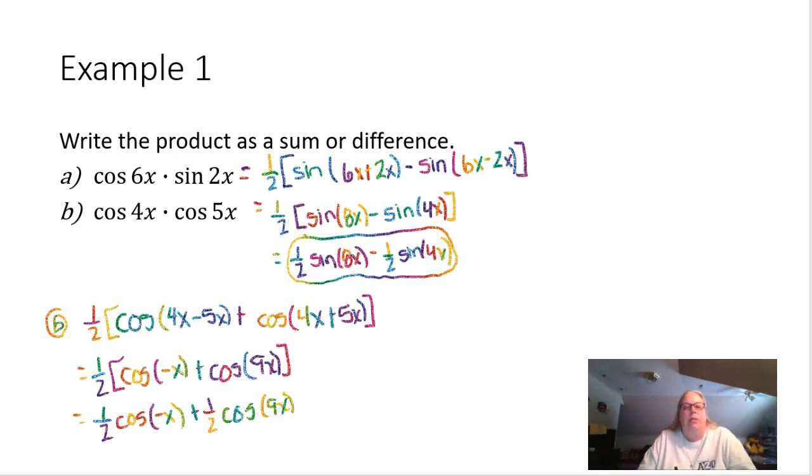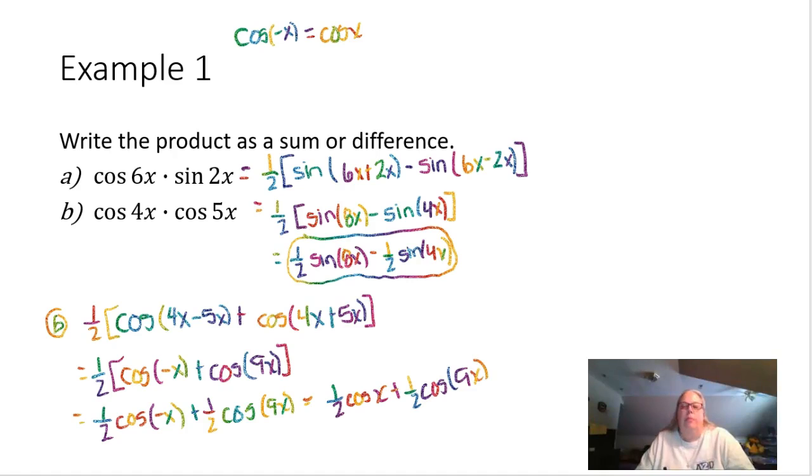And then one more thing we want to do is we don't want to have this negative inside of here. We'd like to bring it out. Well, remember, the cosine is an even function, and that means that the cosine of negative x is the same thing as the cosine of x. So I can simplify this further and write this as 1/2 of the cosine of x plus half of the cosine of 9x. And this will be my final answer right here.